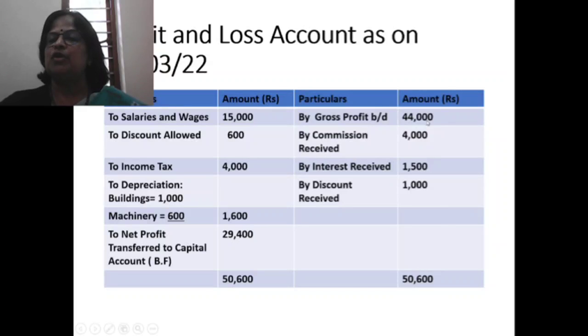By gross profit brought down 44,000. By commission received 4,000. By interest received 1,500. By discount received 1,000. So the total of the credit side is 50,600. To salaries and wages 15,000. To discount allowed 600, to income tax 4,000, to depreciation: buildings 1,000, machinery 600, total 1,600. Here also the credit side is higher, so when you balance it, you get net profit that is transferred to the capital account. This is the balancing figure, 29,400.